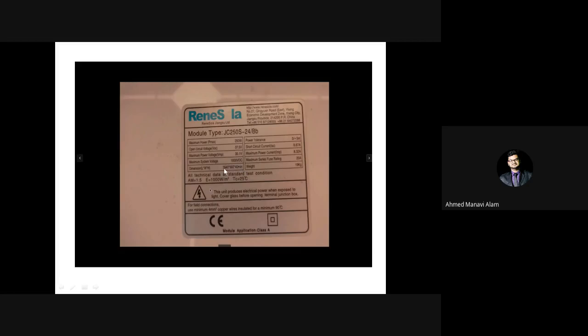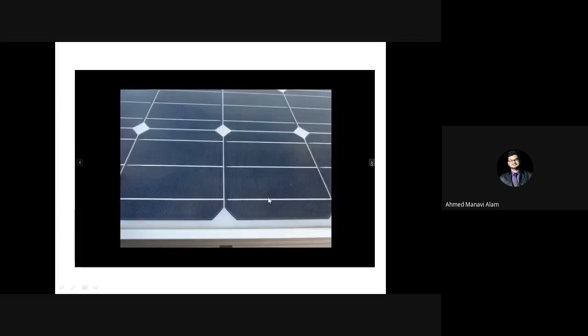We are not taking the height of it. We are just taking the surface. So this is the length, this is the width. This is millimeter, so if you want to take meters, then you have to divide by 1000. That means this will be 1.6 by 0.992 meter. So this is the data sheet of this PV cell.